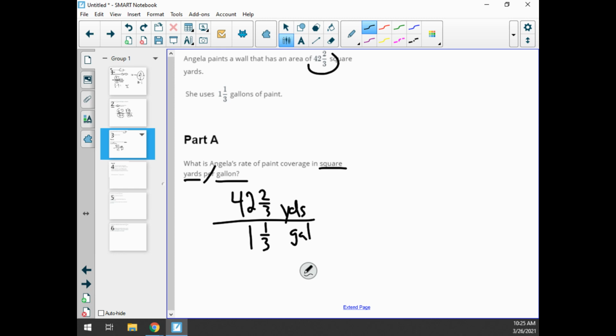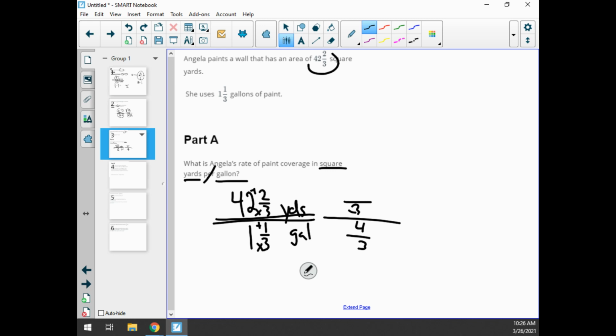To find the unit rate, you have to divide, which means you have to turn this into a fraction. Keep, change, flip. You have to turn it into a fraction. So you multiply 3 times 42 plus 2. So that becomes an improper fraction. You multiply 3 times 1 plus 1 is 4/3.